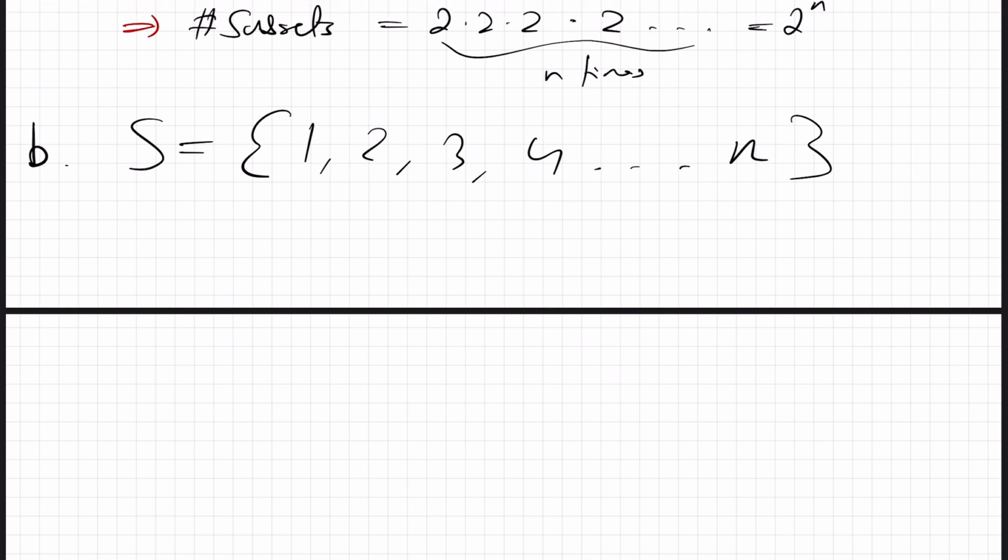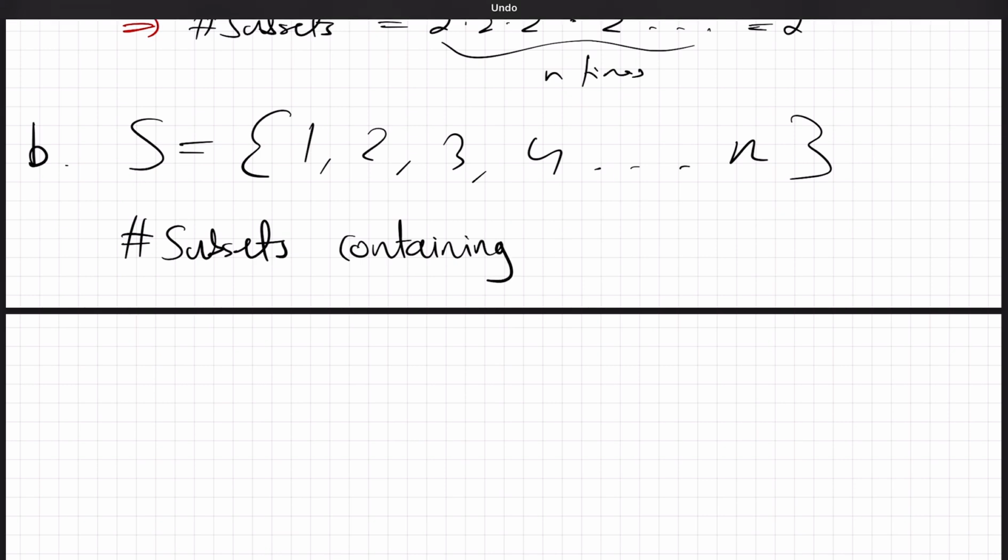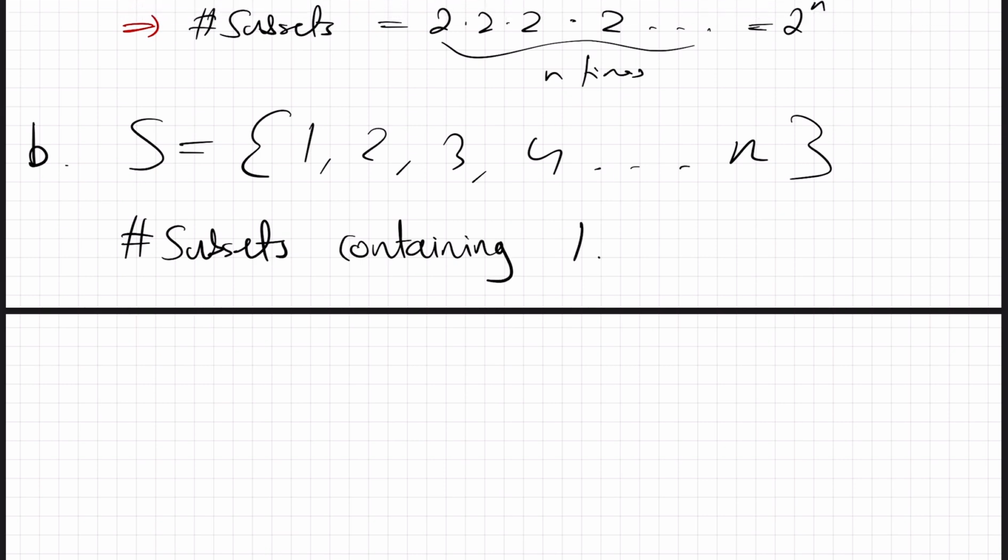And now it's asking us the number of subsets which contain a given element, and we can really pick anything because of the symmetry of this. So we'll just say the number of subsets containing, we'll just say, 1. Okay, now I feel like there's a very nice way to see this. Let's try and think about it.